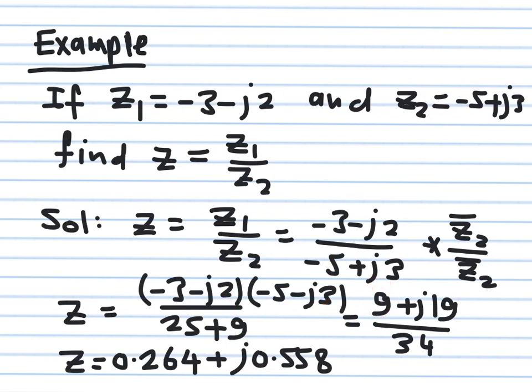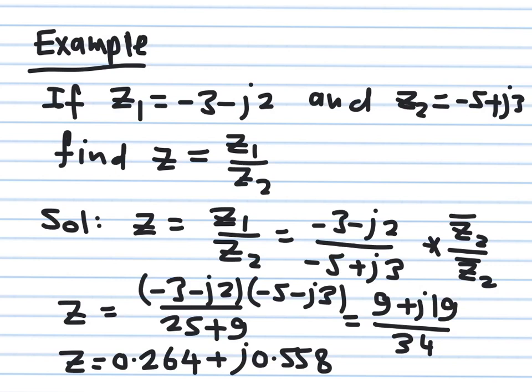What about the imaginary part? The imaginary part will come from minus 3 multiplying minus J3. So this will give you J9. And minus 5 multiplying minus J2 will give you J10. So J9 plus J10 will give you J19. So 9 plus J19 divided by a purely real number. And as you know from your previous courses, if you divide a complex number by a purely real number, you divide the real part by this purely real number, and you divide the imaginary part by this purely real number. Okay? So this will be 9 over 34 plus J19 over 34, and this is what you end up having here.